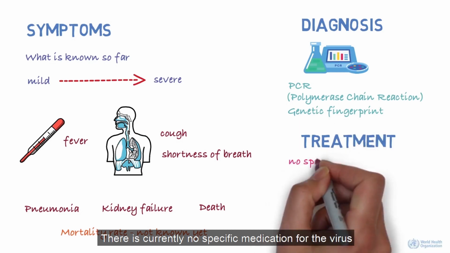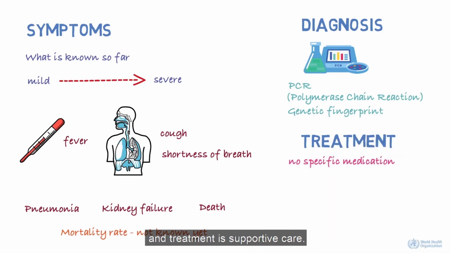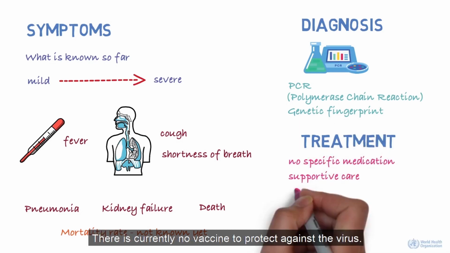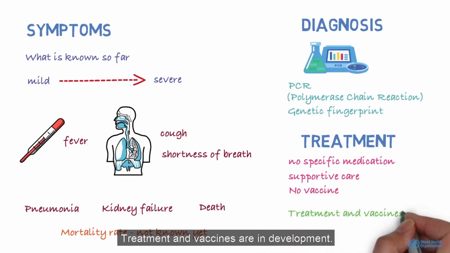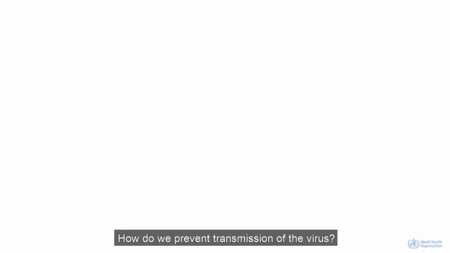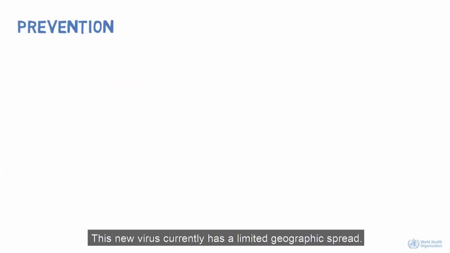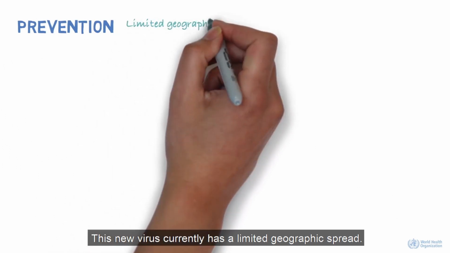There's currently no specific medication for the virus, and treatment is supportive care. There's currently no vaccine to protect against the virus. Treatment and vaccines are in development. How do we prevent transmission of the virus? This new virus currently has a limited geographic spread.